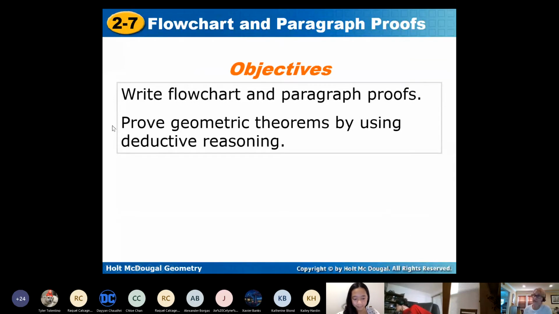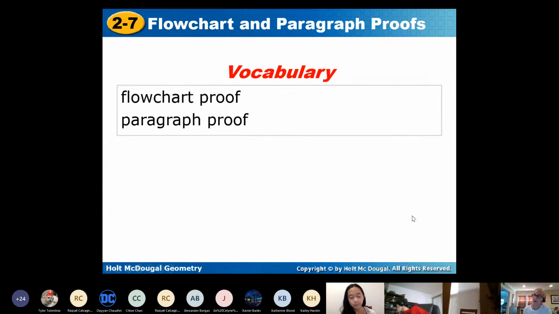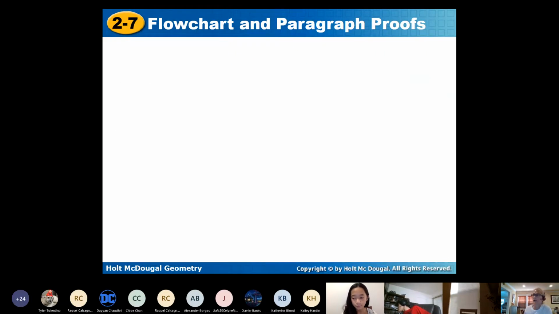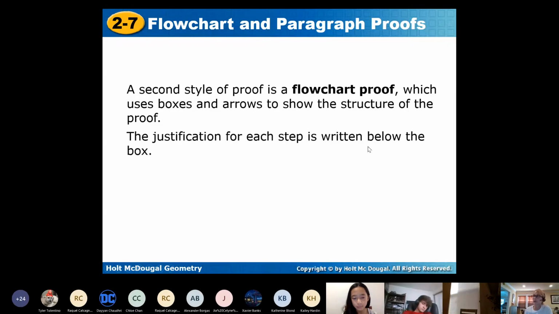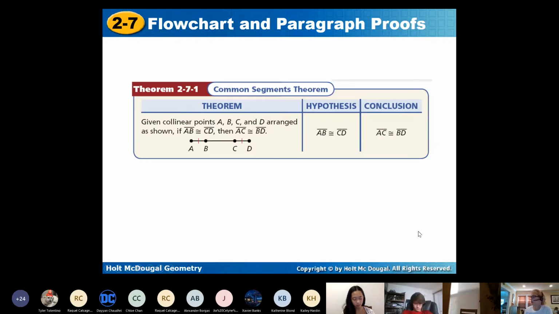So our objectives for this next few minutes are to write paragraph and flowchart proofs using deductive reasoning. So these are the only two vocabulary words. I just showed you what they were in summary. So now we'll talk about a few in detail. Again, like I said, a flowchart uses boxes and arrows to show the structure of the proof. The justification or the reason is written below the box.